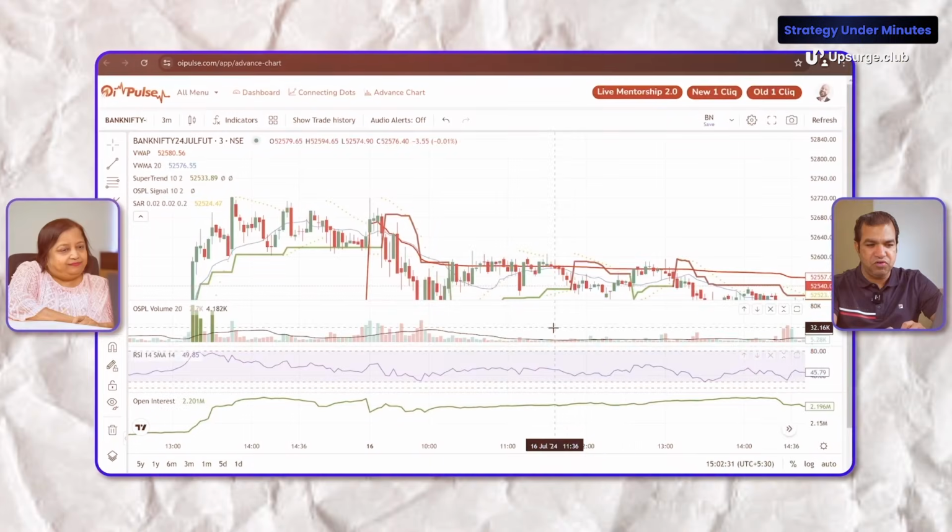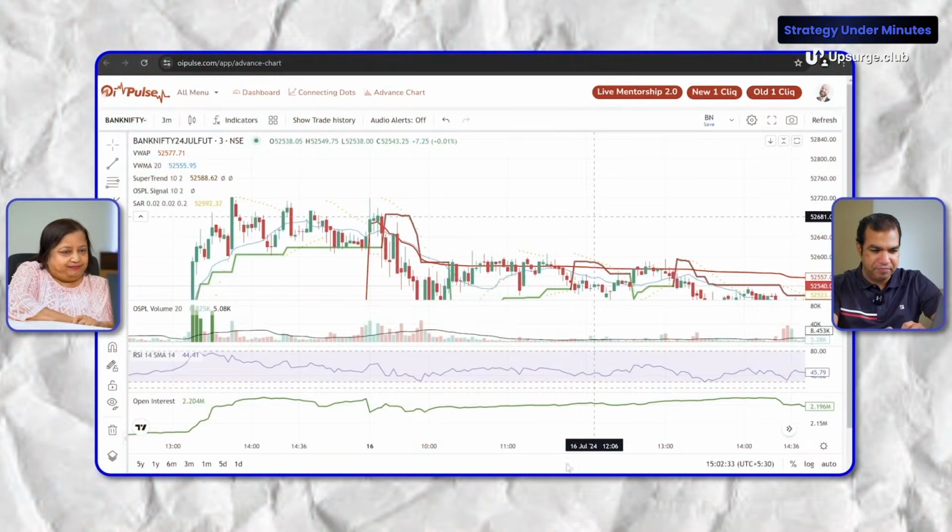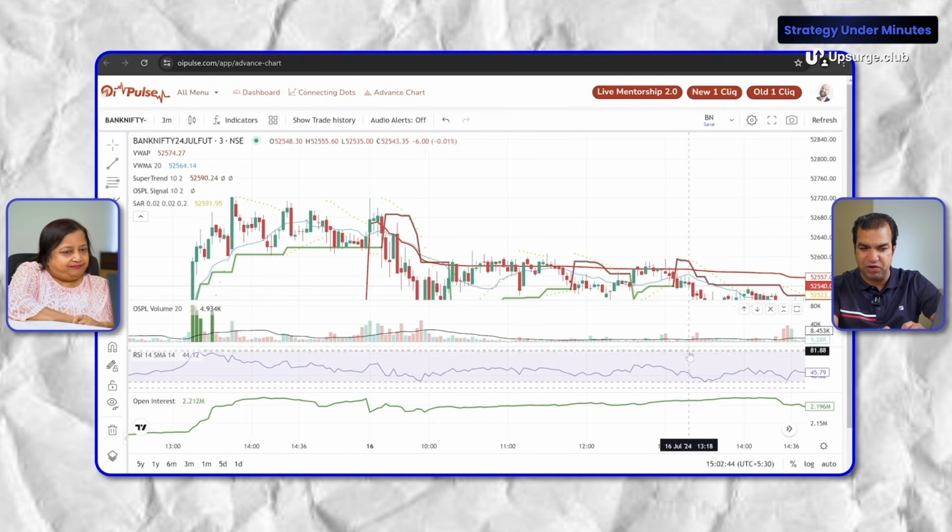But how do you decode them with VWAP and all that you said? Okay, let me quickly show a chart. I told you I'll be using simple indicators. The bottom part is the open interest, which is available on the OI Pulse advanced chart. Then I showed you the RSI, 80 and 20. This is on the 3-minute time frame which we are looking at.